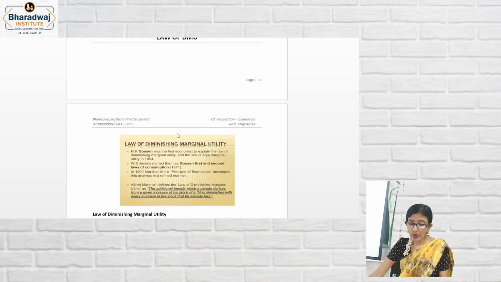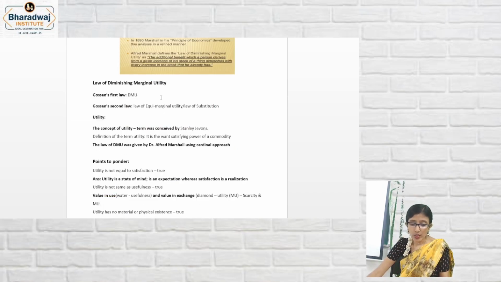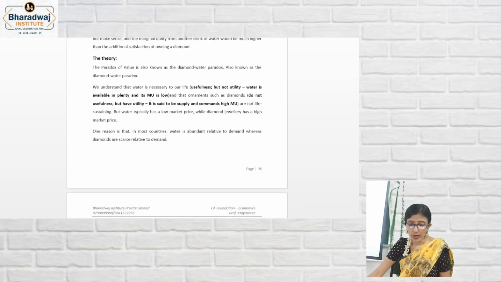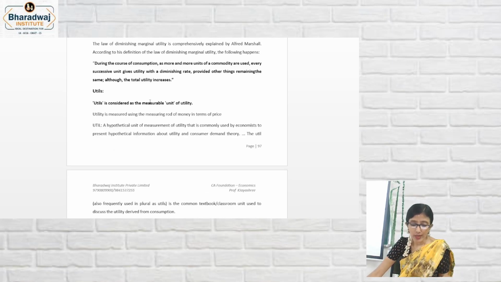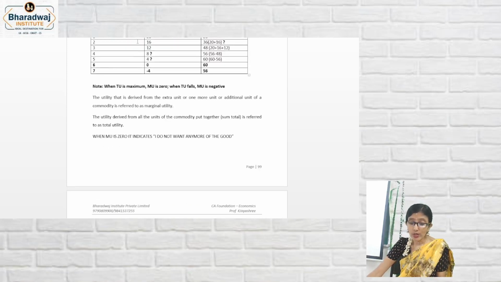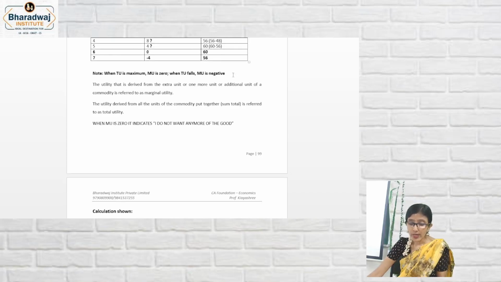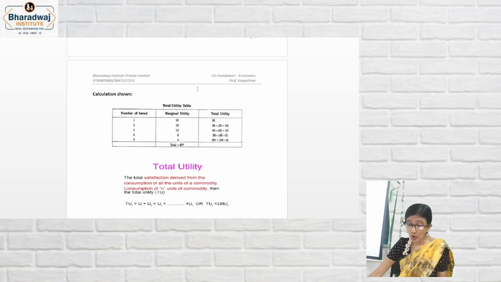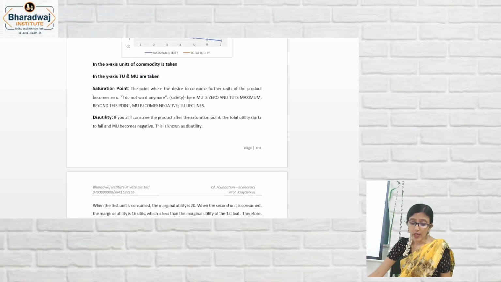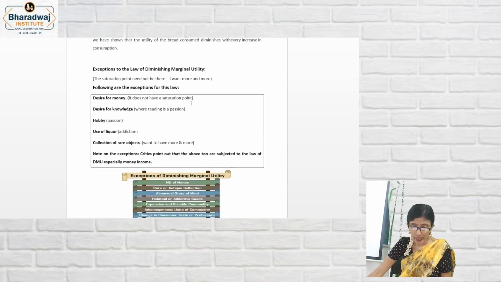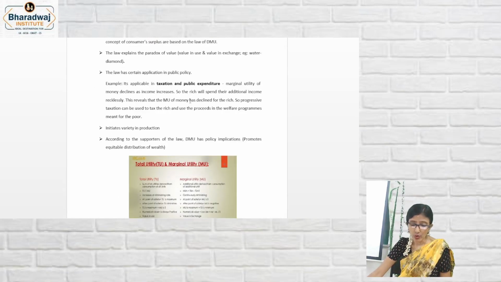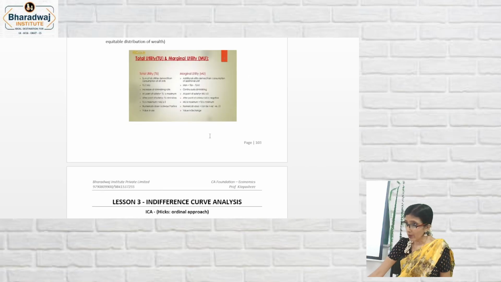See, my dear students, look at our Bharadwaj material also. All this has been given to you completely, isn't it? On the concept of utility, how the table is constructed, and exceptions to the law. So look at the calculations and all we have, right? And I do not want any more points. So when you do a revision from this material, I'm sure there will not be any hiccups in the examination. So this chapter is over, and this slide is very important also.